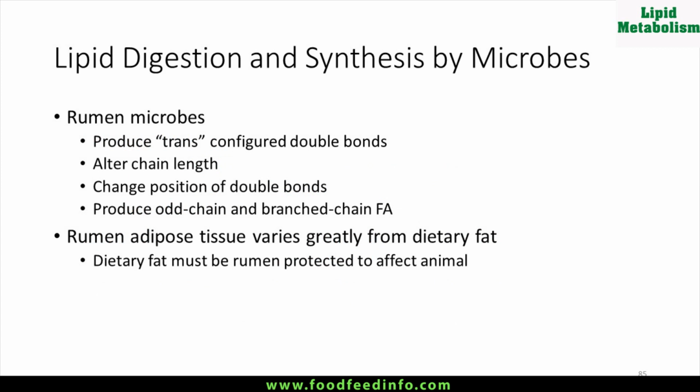So in lipid digestion and synthesis, the ruminal microbes produce trans configured double bonds. They alter the chain length, change the position of the double bond, and produce odd chain and branched chain fatty acids. Adipose tissues of ruminants vary greatly from the dietary fat. The reason being the dietary fat is converted from unsaturated into saturated fat.